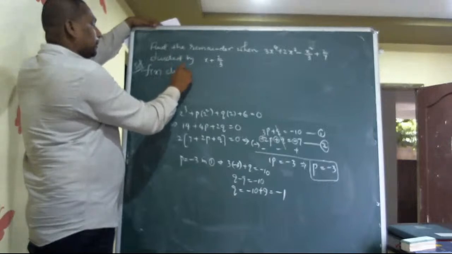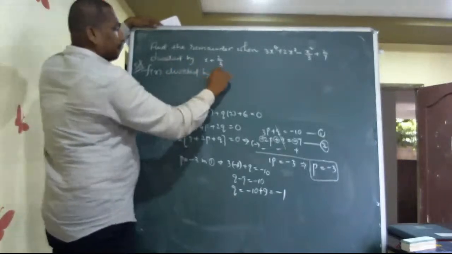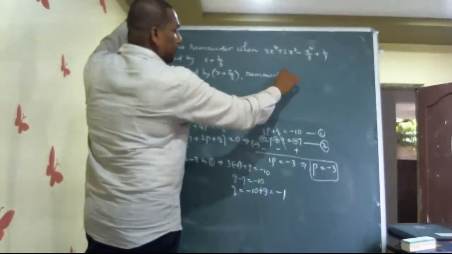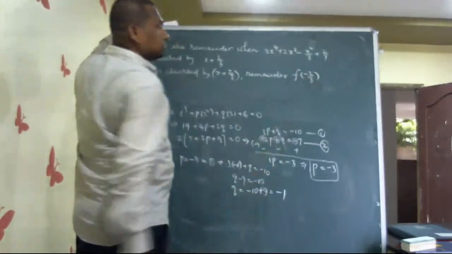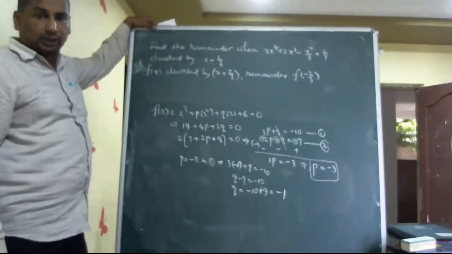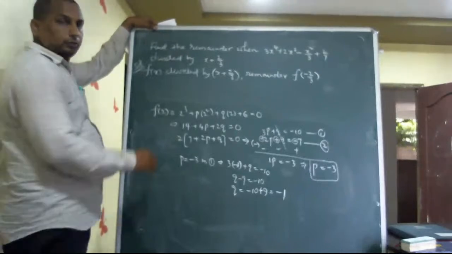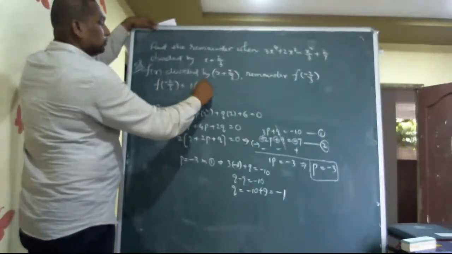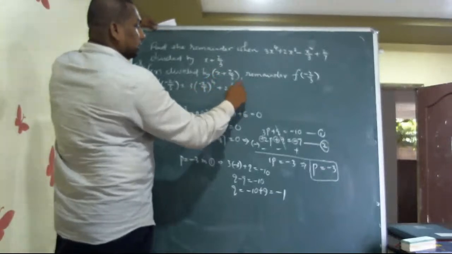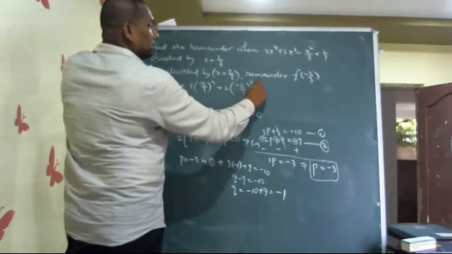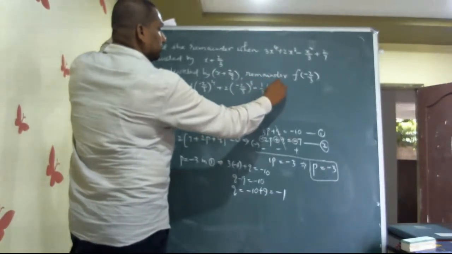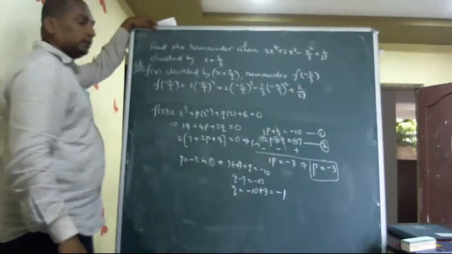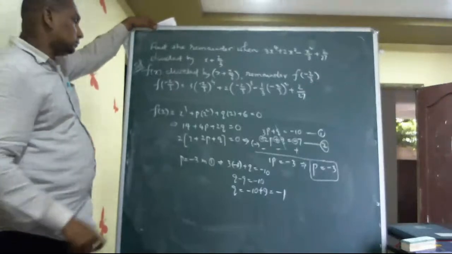f(x) divided by x + 2/3. What is the remainder? As per the formula, f(−2/3). So it is enough to find f(−2/3). f(−2/3) = 3 times (−2/3)⁴ plus 2 times (−2/3)³ minus 1/3 times (−2/3)² plus 2/27. It's not 7, it's 27. Then what is the result?